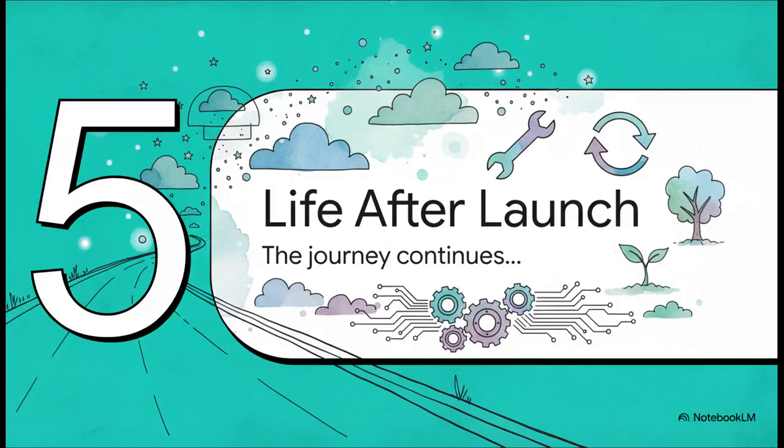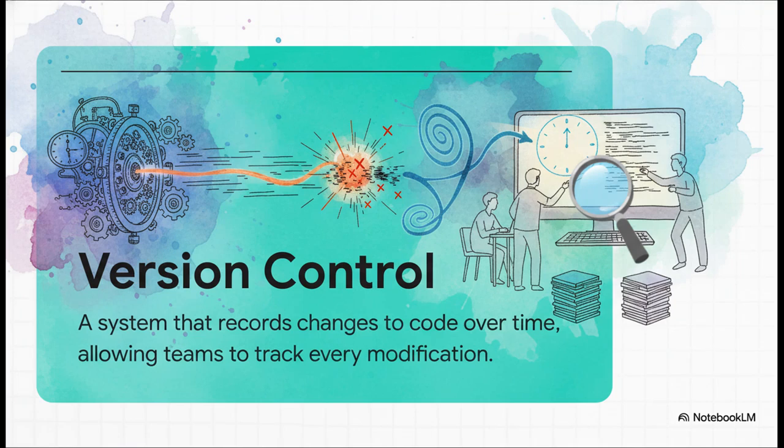And launch. The app is live. People are downloading it. But the journey is not over, not by a long shot. For most software, this is really just the beginning of a long life of maintenance, updates, and constant evolution. To manage all this ongoing change, especially when you have a big team working on the same code, version control is non-negotiable. It's absolutely essential.